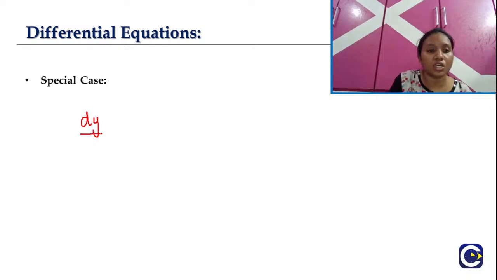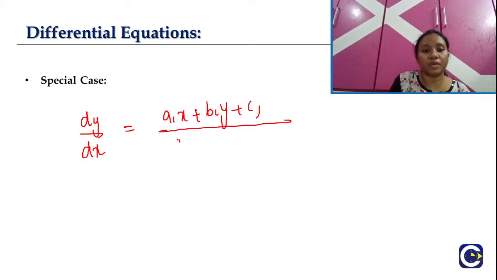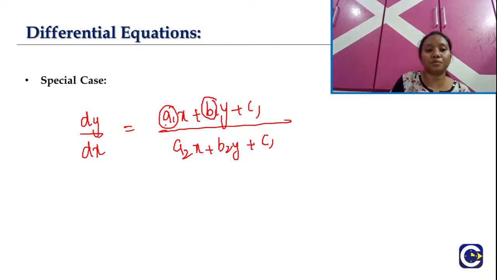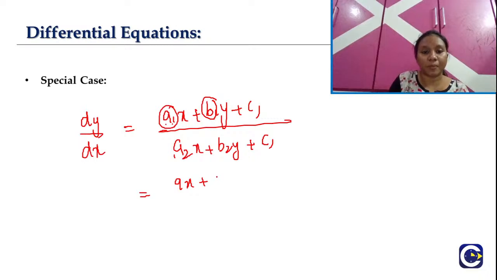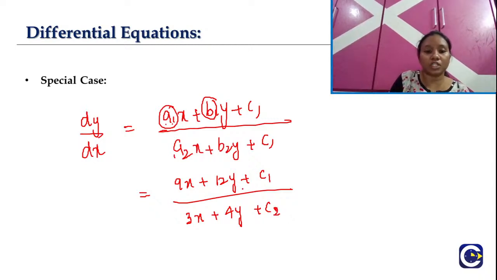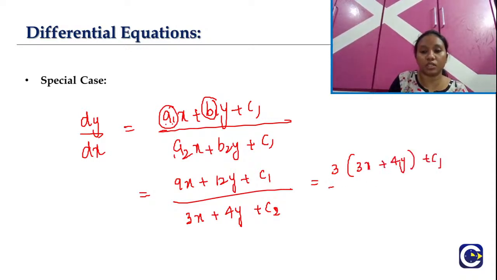So suppose we are having dy by dx equal to a1x plus b1y plus c1 divided by a2x plus b2y plus c2. Instead of these variables, we can have some common factor between these two, which means it might be a multiple. So suppose we have 9x plus 12y plus some constant here, and here it might have 3x plus 4y plus constant. Now in the numerator we can take 3 common. It will become 3x plus 4y plus constant c1, and in the denominator 3x plus 4y plus constant c2.